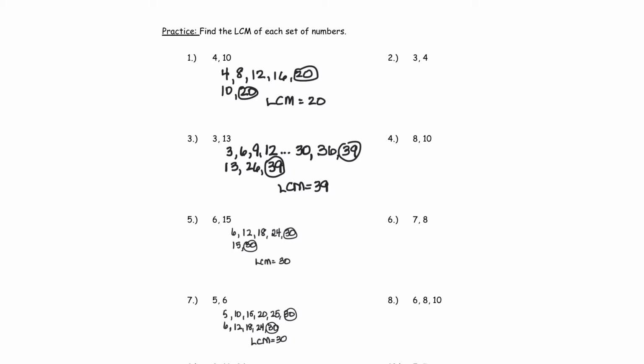We're looking at the LCM, the least common multiple of sets of numbers. Remember, one strategy is to start listing with the larger number first and look at the smaller number to see if that is actually a multiple of the larger number.